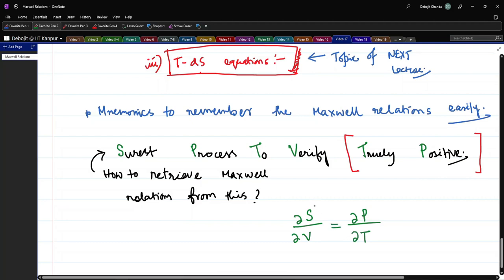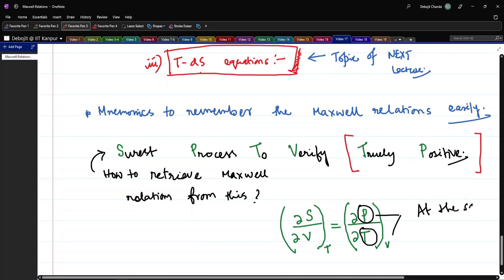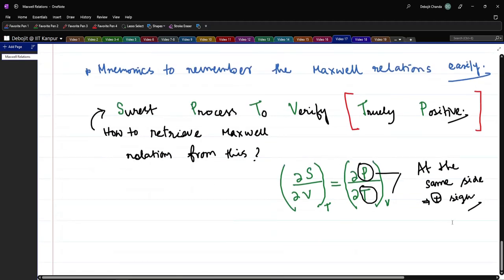So these are the differentiations that are related to the Maxwell relation, and this is at constant T and this is at constant V. And now truly positive is stating that if P and T are at the same side, then positive sign, like in this case P and T are in the same side of the equation, so there is a positive term here. So this is one of the Maxwell relations.